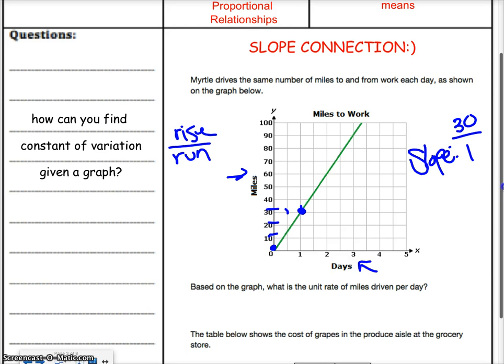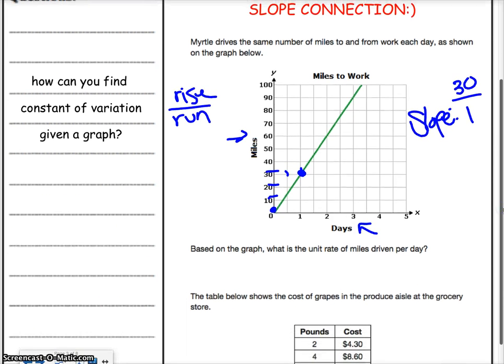So now I have to analyze that, and that's part of the analyzing or interpreting part. This means that it takes me 1 day to go 30 miles. So it takes 1 day to go 30. And that's how I expect you to analyze the graphs today.